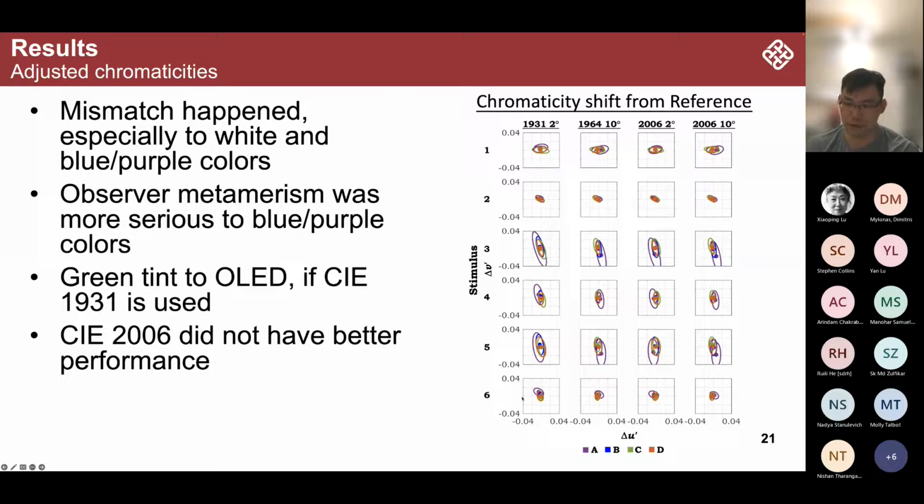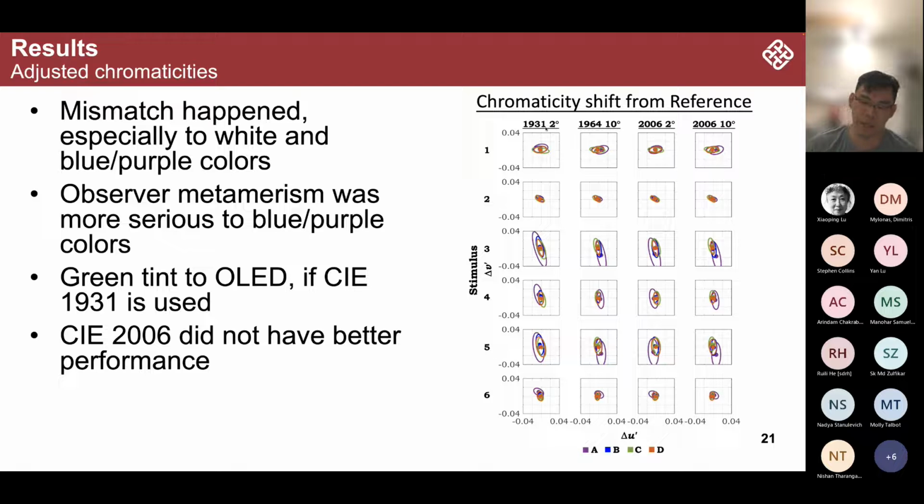And then number 6 is the white point. In particular, you can see that for the white point, the purple circle, which is display A, an LCD display, has its center shifted in comparison to the chromaticity of the reference display. Which means that if we use the CIE 1931 color matching function to calibrate the OLED display with the LCD display, the OLED display will have a very obvious green tint.